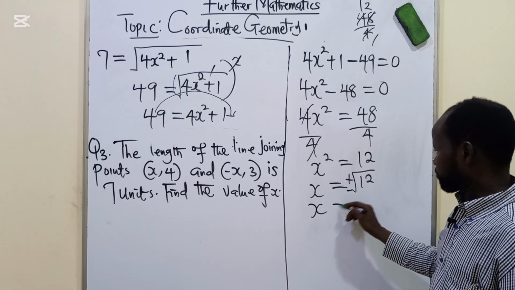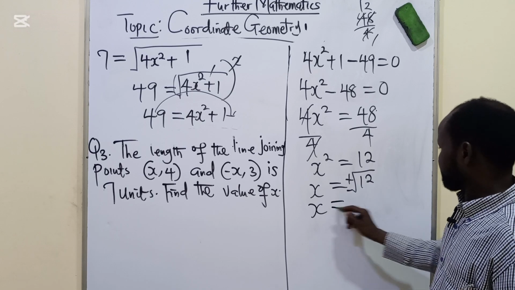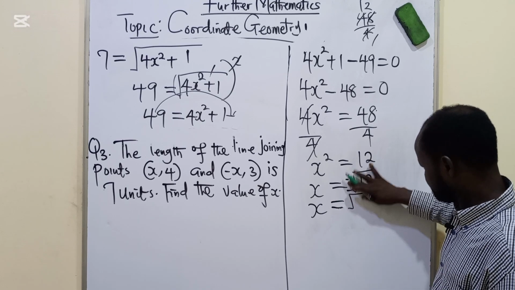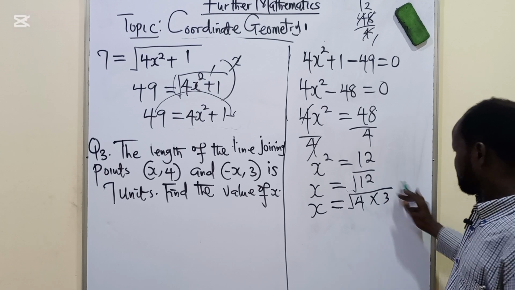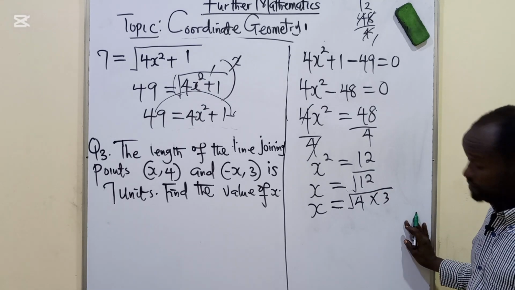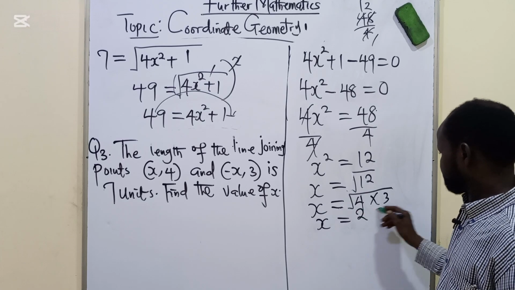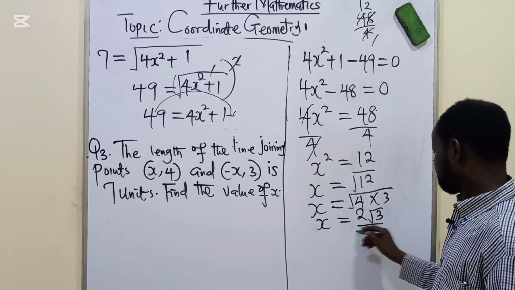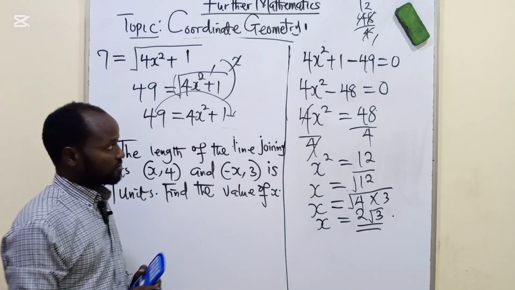And x will be equal to root 12. Let me simplify it before putting the positive or negative. That will be 4 times 3. Root 4 times 3 is the same thing as root 12. So x will be equal to 2 root 3. So this will be the value of x.